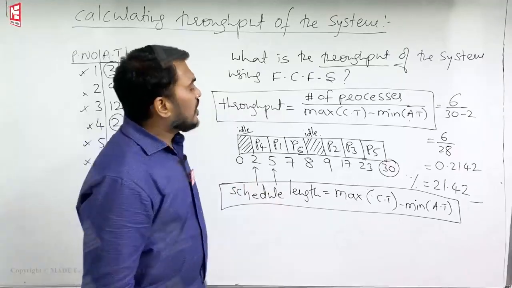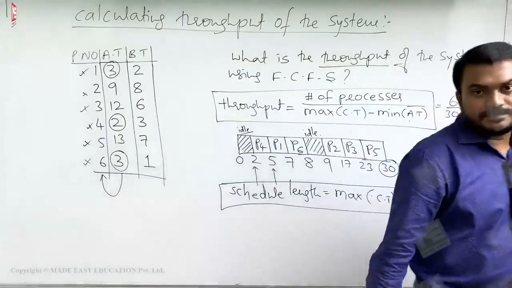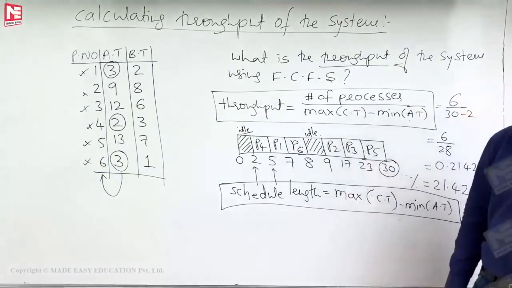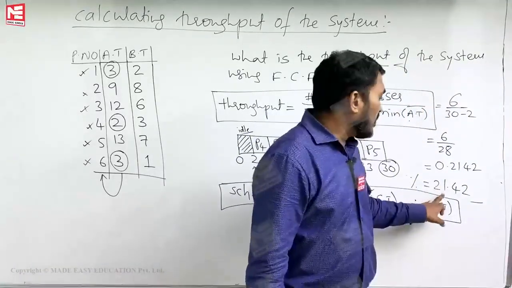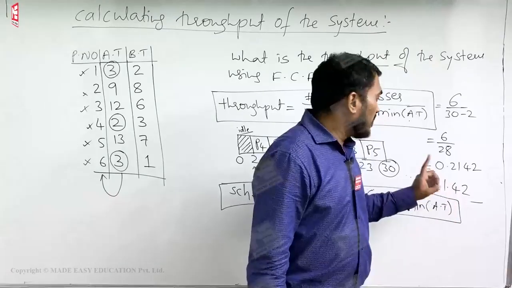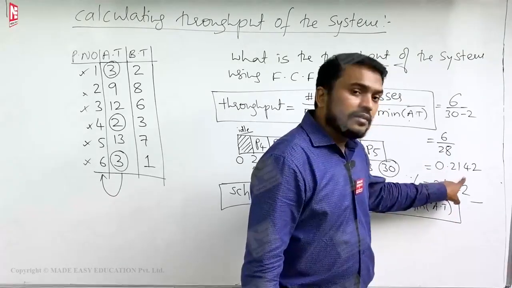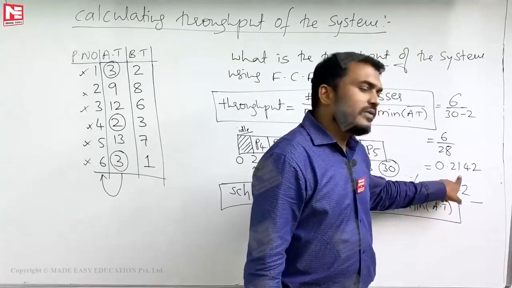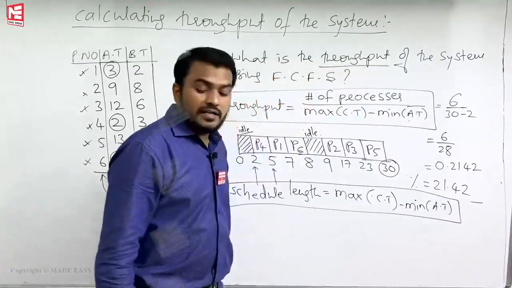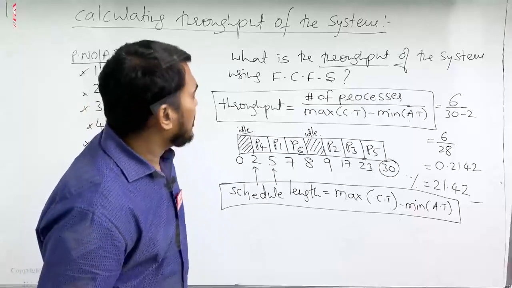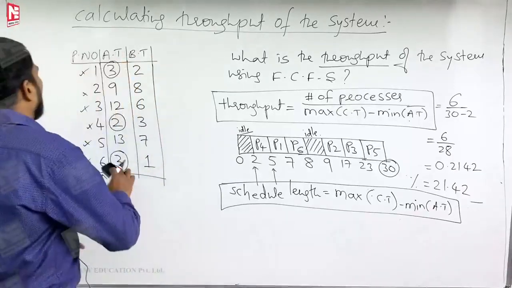So this is how you calculate throughput of the system. Okay, hope this is clear. In the question, if throughput percentage is asked, then you have to type 21.42. If normal throughput is asked, then 0.214. And 42 means up to how many decimals he is asking, depending on that you have to type. So don't make any mistakes while doing the calculation, right?